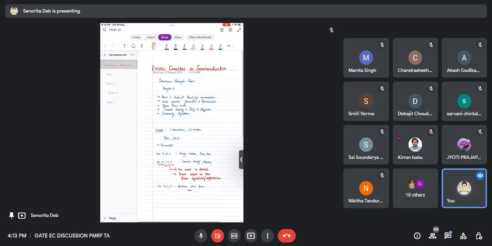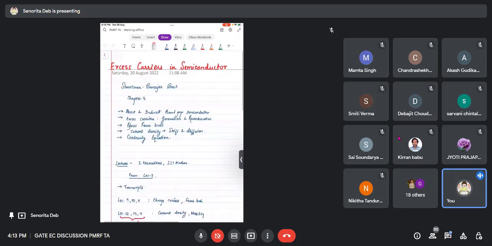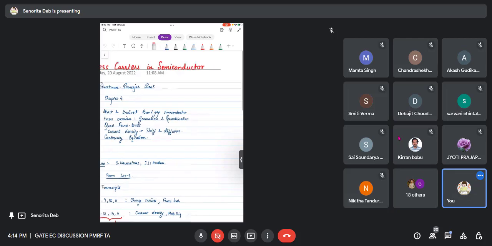Okay, so as I had said, this Streetman Banerjee book, chapters 2, 3, 4, these are all related to your initial semiconductor theory that is asked in EDC. So what is that? Chapters 2, 3, 4, all these are related to semiconductor theory.